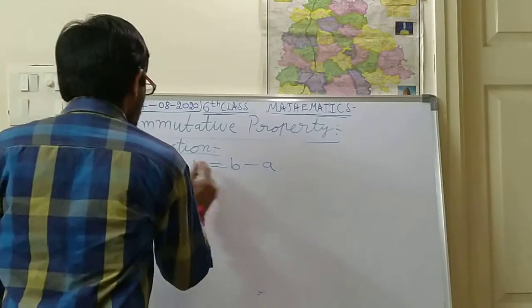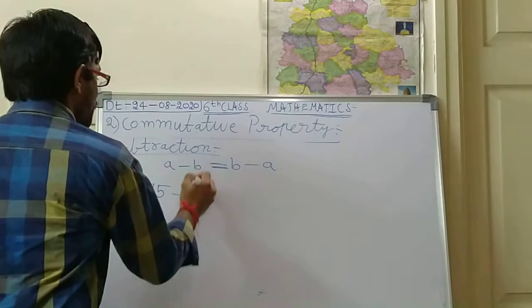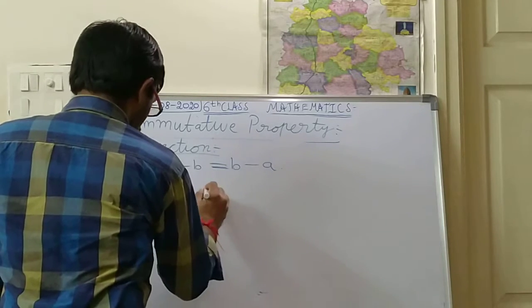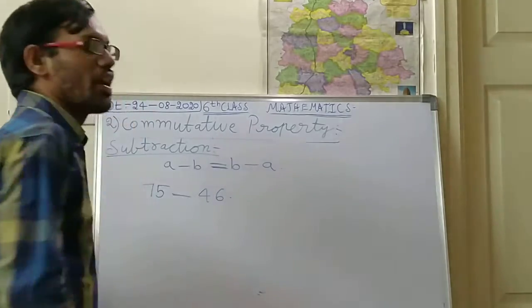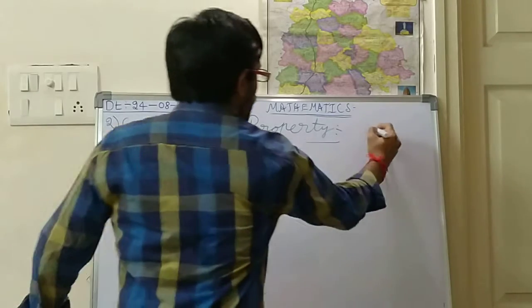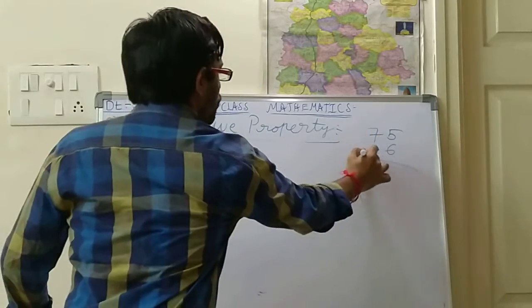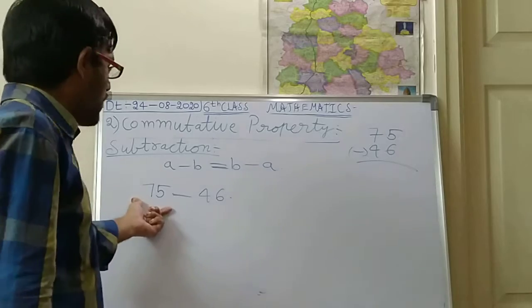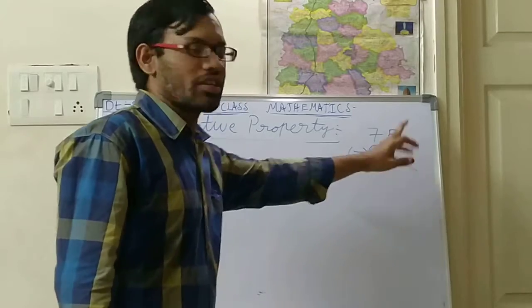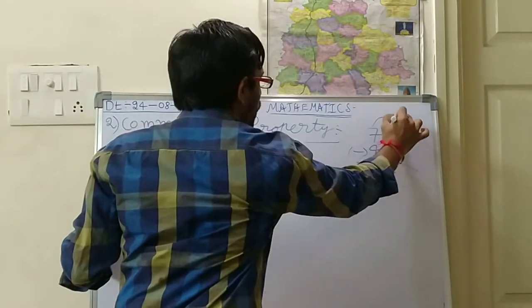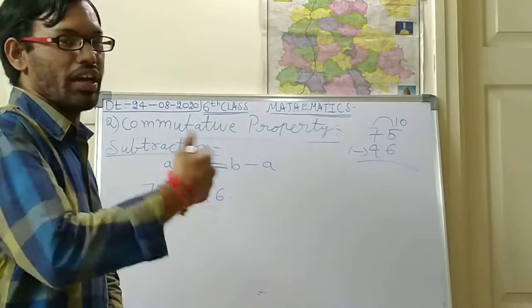Suppose you take any number, A as 75 and B as 46. First do 75 minus 46. 75 is the greater number and you should remove 46 from it. From 5, can you remove 6? No, you can't. So borrow 10 from the next place, the tens digit.